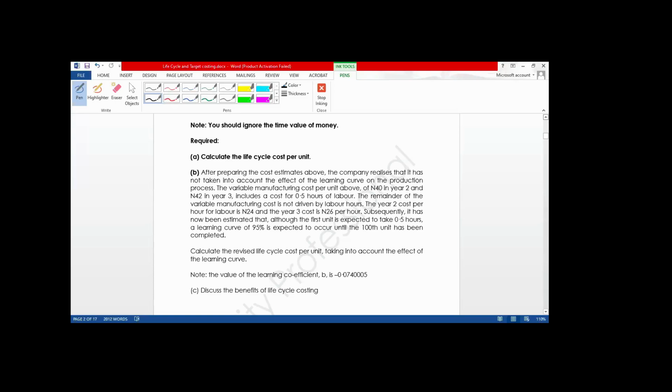Requirement says, calculate the revised life cycle cost per unit, taking into account the effect of the learning curve. Note, value of the learning coefficient is negative 0.074005.